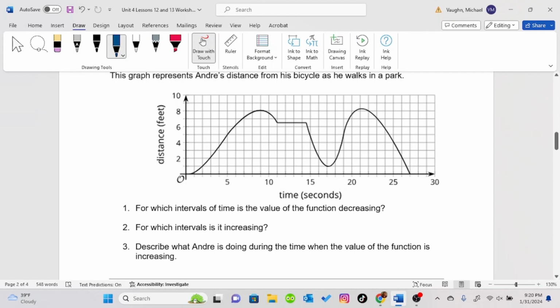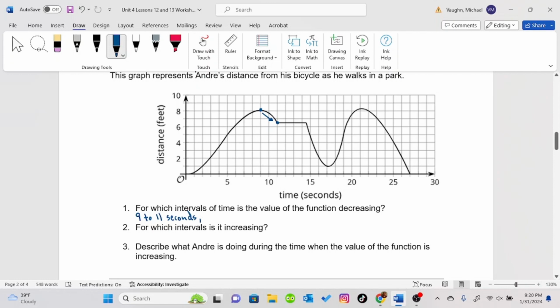We can see between 9 until 11, it decreases down this slope right here. So 9 to 11 seconds.